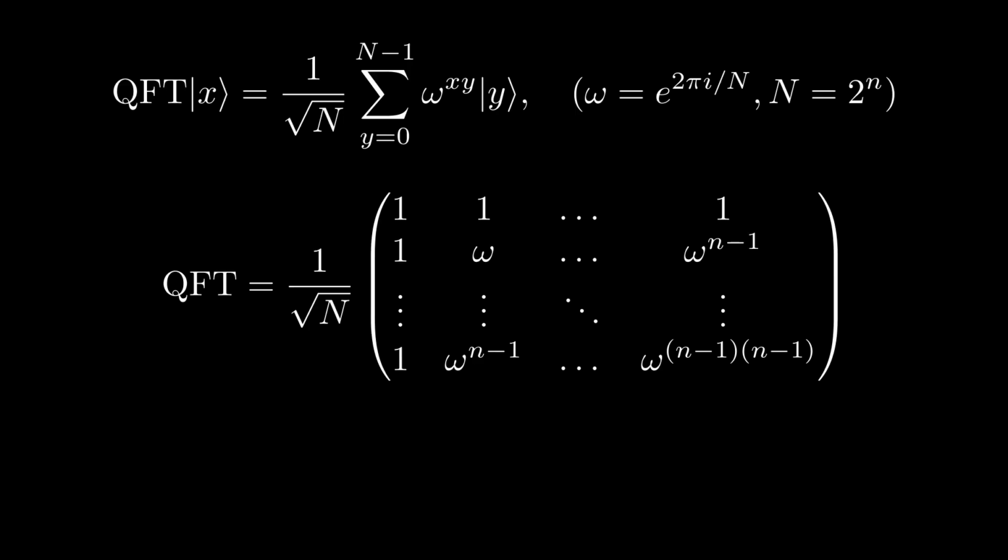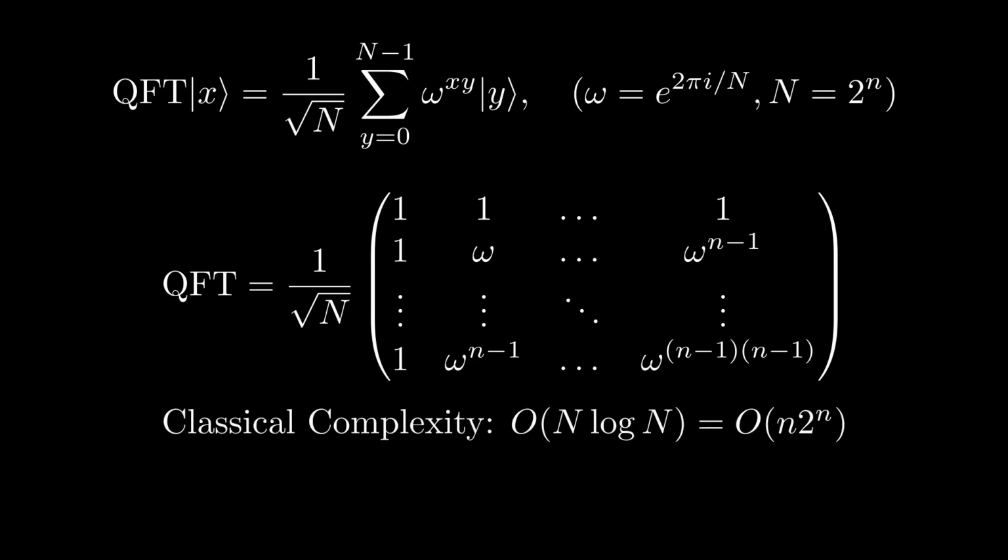Anyways, you should note that the matrix corresponding to this gate is simply given by rows of powers of the phase factor omega, which is e to the 2 pi i over N, and it represents the Nth root of unity. As we discussed previously, if we were to perform this Fourier transform classically, we would need to perform O of big N log big N, or in other words, O of n times 2 to the n operations. Can we do any better in the quantum setting?